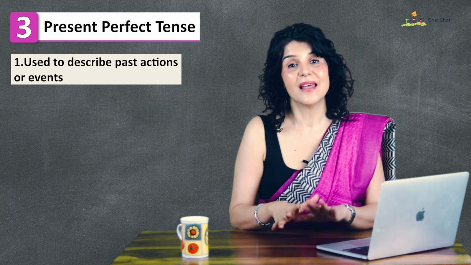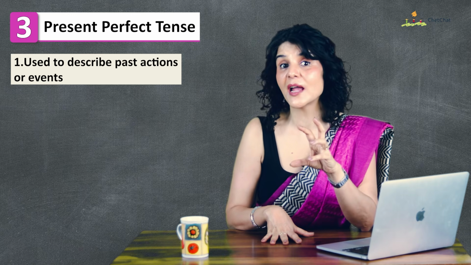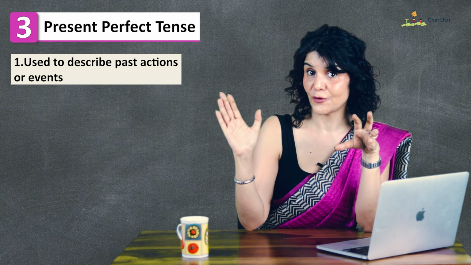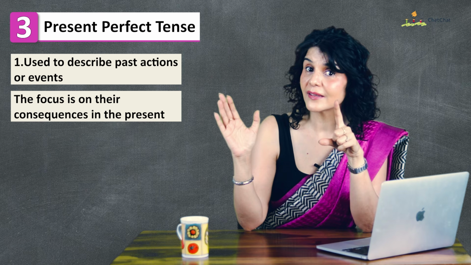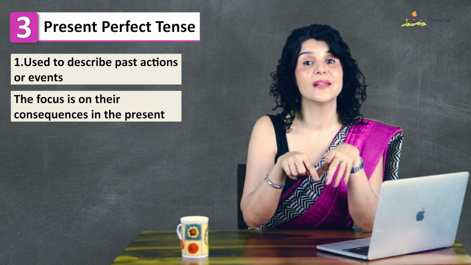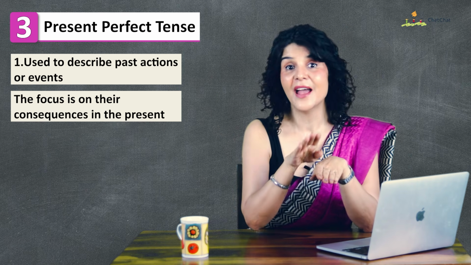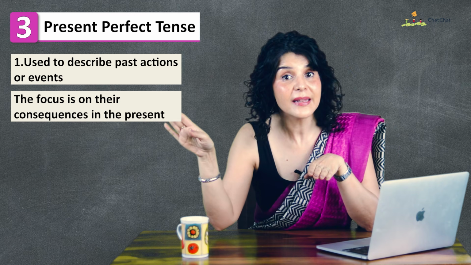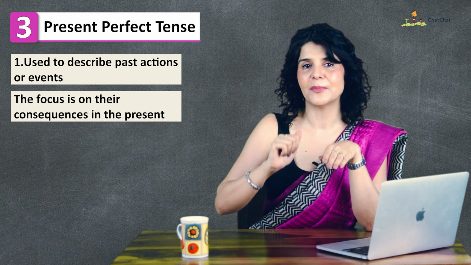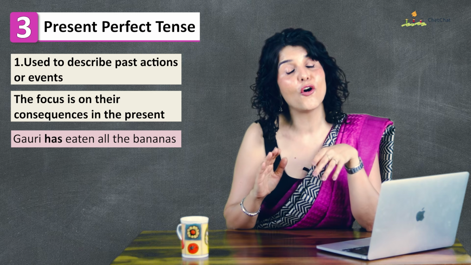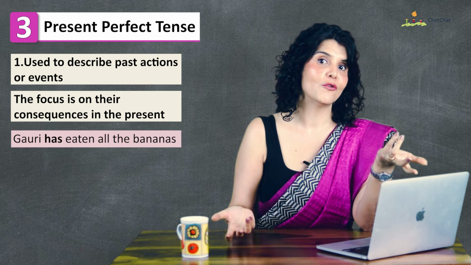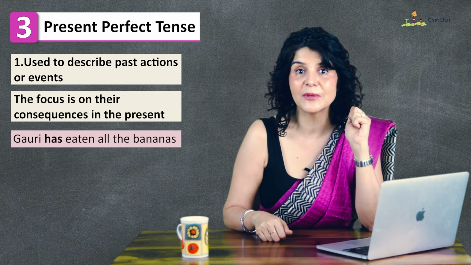Use number 1. The present perfect tense is used to describe past actions or events, and the focus is on their consequence in the present. The focus is not on when the action took place. Example, Gauri has eaten all the bananas. It means that there are no bananas left right now on the table.